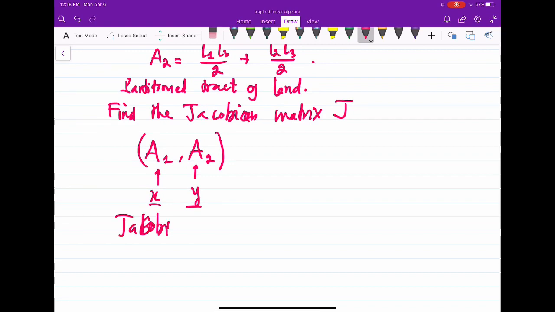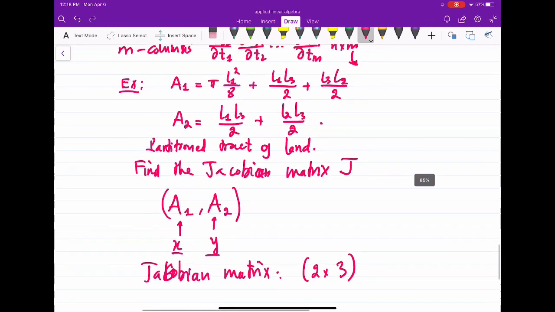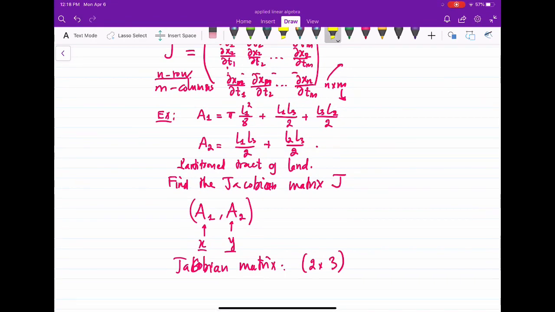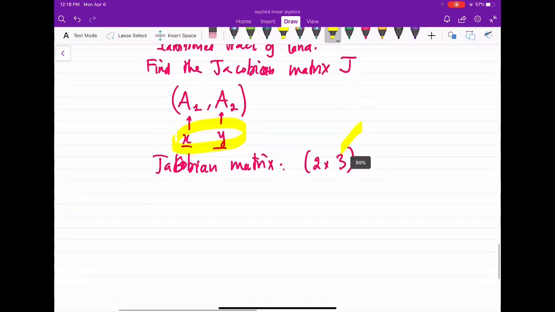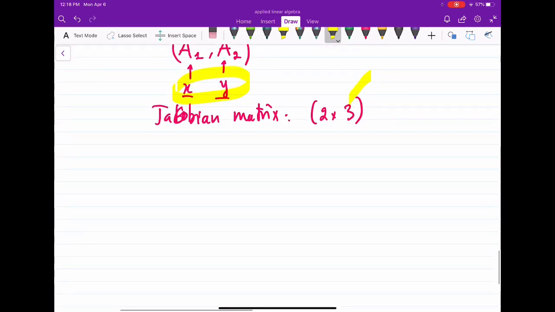The Jacobian matrix has the size 2 by 3 because, look at this, I have said 2 by 3 right here. 2 is the number of variables, x1, x2, in this case, y and x. And 3 are L1, L2, and L3. Okay, so we just need to find partial derivatives, right?